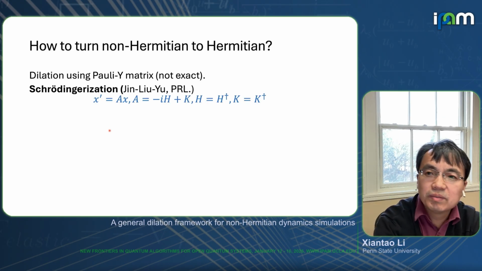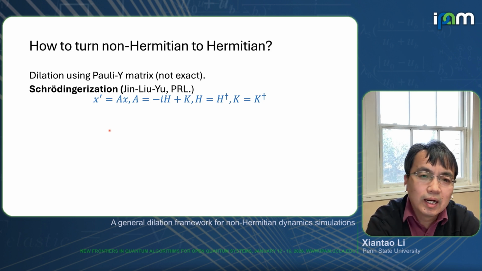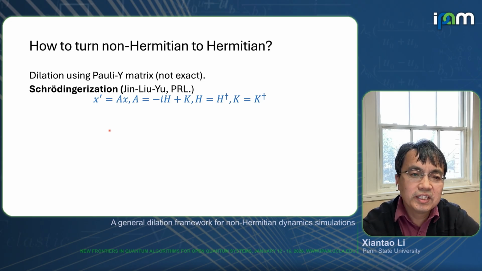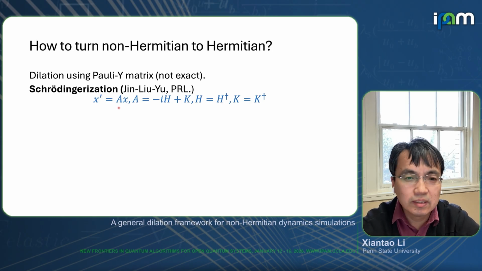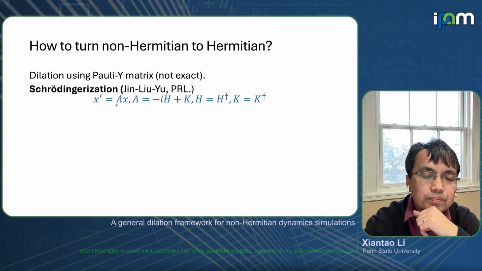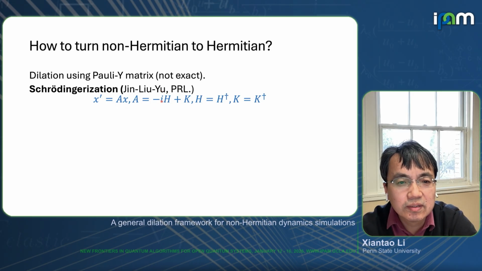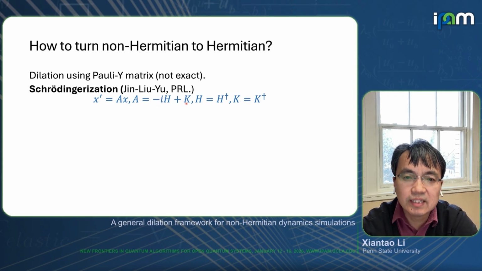And so one of the pioneering works is the Schrodingerization idea. You can follow their formulation by writing your problem in this ODE setting. You can also give it as a PDE. You can single out the part that is Hermitian. So I kept this i on the right-hand side. The part that's not Hermitian shows up in this matrix K.